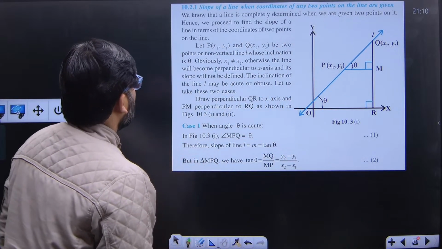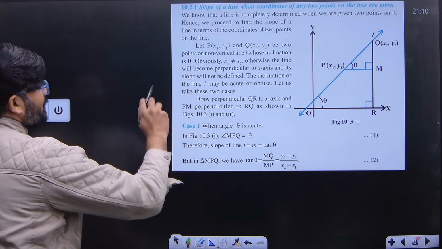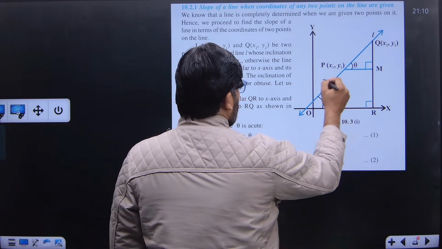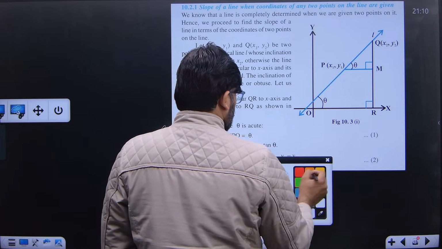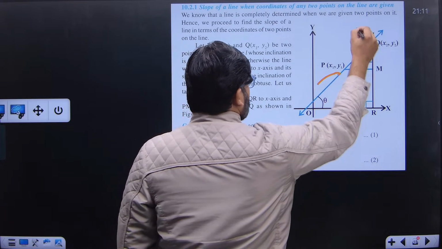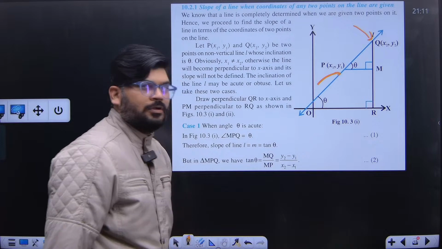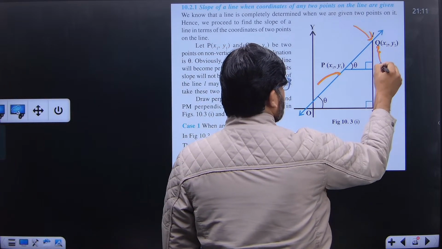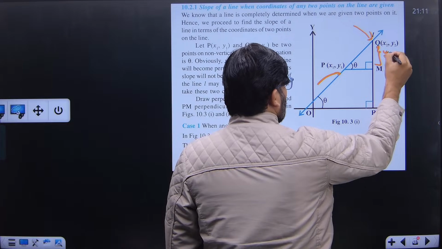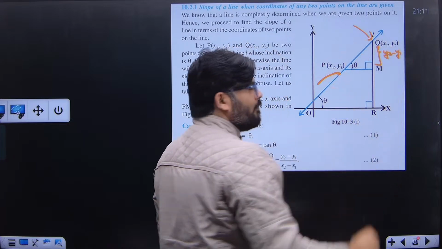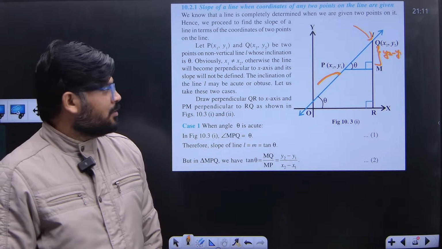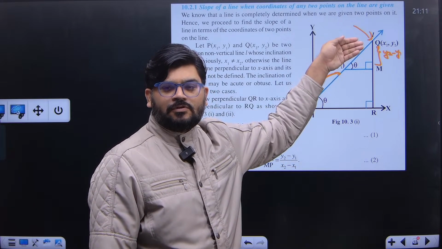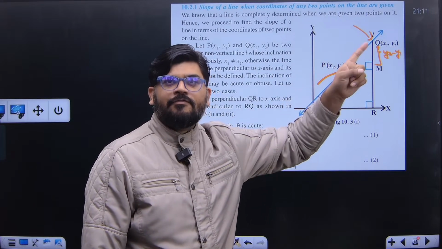So the slope of the line is given by a formula when 2 points are given. One of the points is given as x1 comma y1 and the other point is given as x2 comma y2. So how to find the slope of the line? Can you tell me what will be this distance? Just now we found the distance between these 2 points: under root of x2 minus x1 whole square plus y2 minus y1 whole square, the same formula.